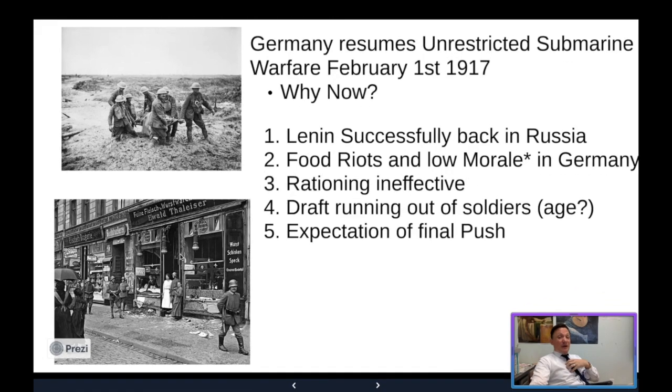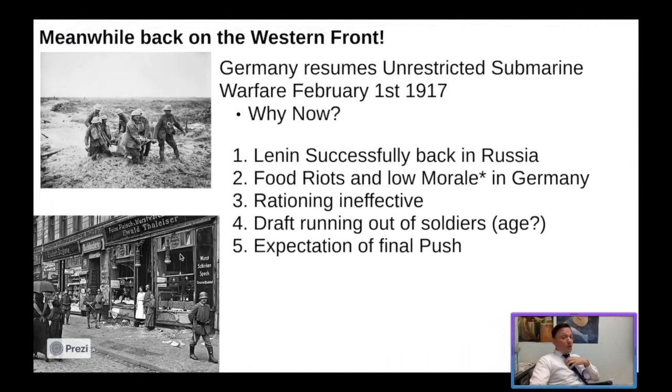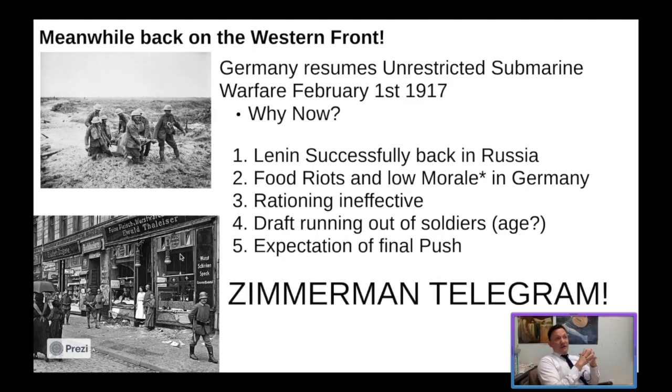So as you can see right here, this is the picture that was from your test. The food riots are getting out of hand. They don't have much left in the tank. They need to figure out something to do. And then all of a sudden, in 1917, April of 1917, I believe, or was it March? Was it March or was it April?